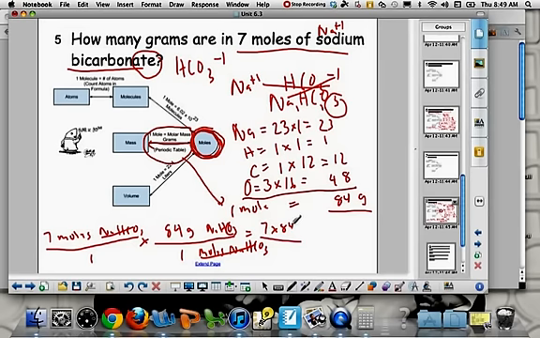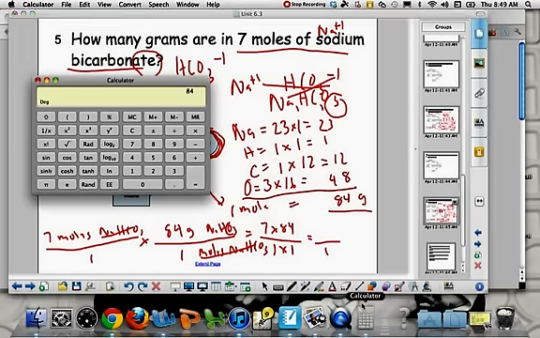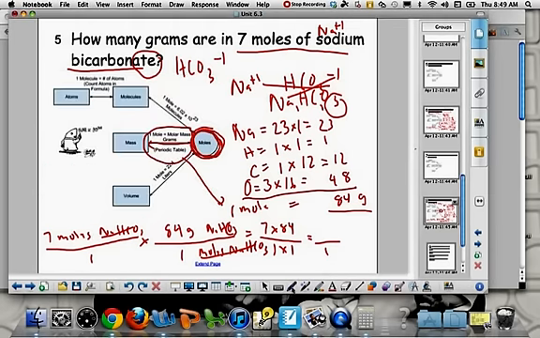Tricky things happening. 1 and 1 down on the bottom. That means I got 1 on the bottom. 7 times my 84. Let's use the calculator. 7 times 84. That means my top part is going to be equal to 588. That means that I have 588 grams of NaHCO3 in 7 moles. That's how you do this problem here.